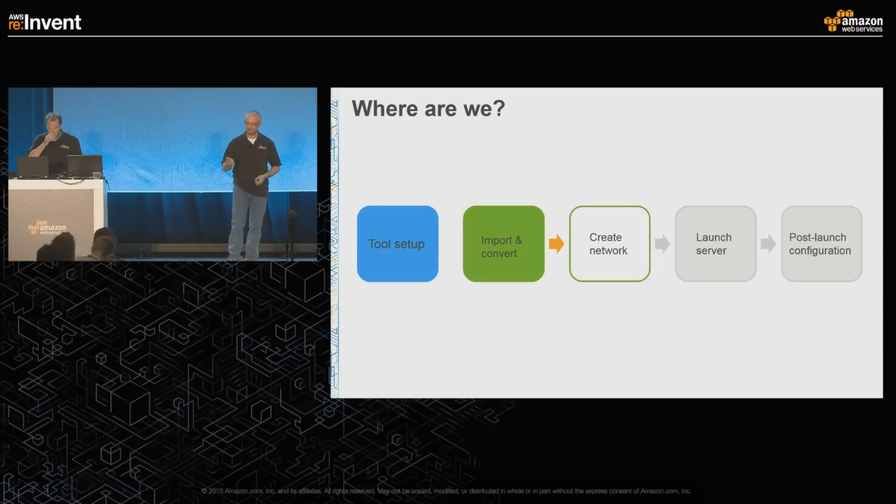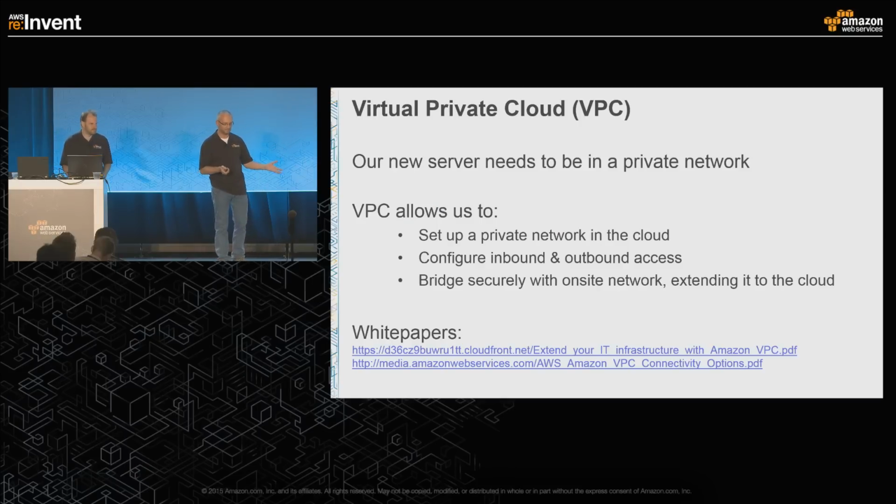We're going to create a network now. The server that we've uploaded, we're going to assume it has some critical system on it, some HR system that we don't want on the public internet. So we're going to launch it into a private network using a Virtual Private Cloud. VPCs let you subset an AWS cloud into a small private region with your own IP addresses. You can configure inbound and outbound access with network access control lists, security groups, etc. You have a tremendous amount of control over the VPC topology, and you can bridge it securely with your on-site network, effectively extending your corporate network out into the cloud.